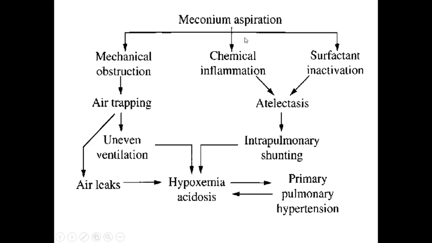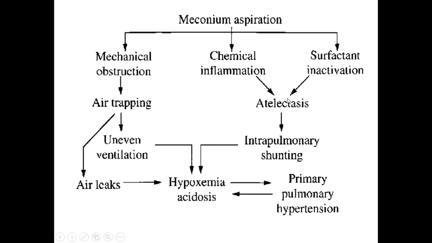Then this meconium can cause inflammation. Now it's a foreign body, so it can mediate inflammation in your lungs. So this is also dangerous. The other thing is meconium causes inactivation of surfactant. So then the lungs tend to collapse. So both these conditions, inflammation and inactivation of surfactant, can cause the lungs to collapse. So this is called atelectasis.